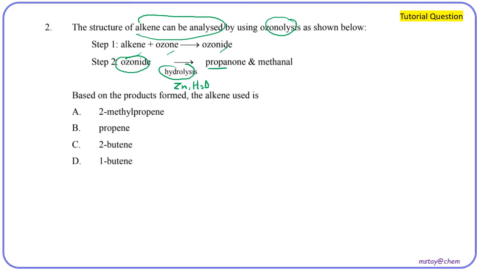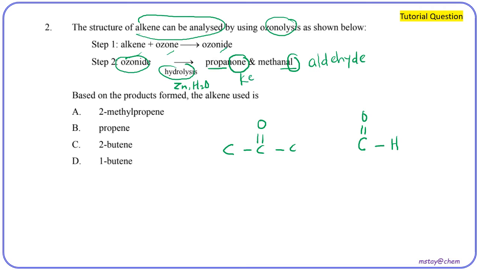So as we know, propanone has 3 carbons. And when the name ends with -one, we know this is a carbonyl. The functional group is carbonyl and it is a ketone. So C double bond O will be at the middle here. And then methanal means that we have 1 carbon and a double bond O. Methanal ends with -al, so this means that it is an aldehyde. So if aldehyde, we have C double bond O, H. This one is a ketone.